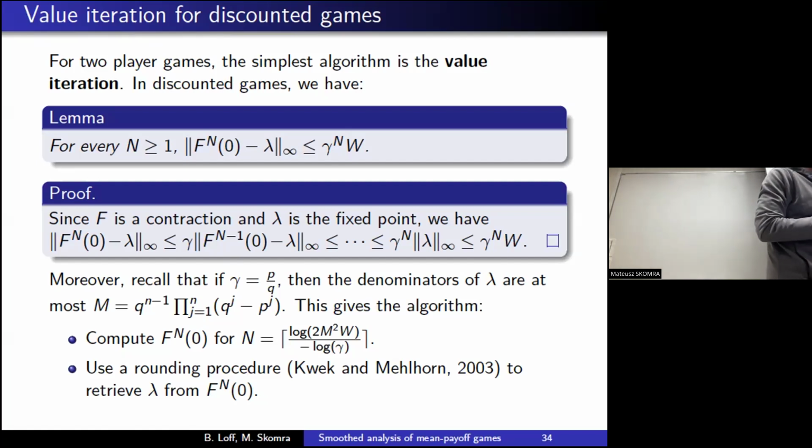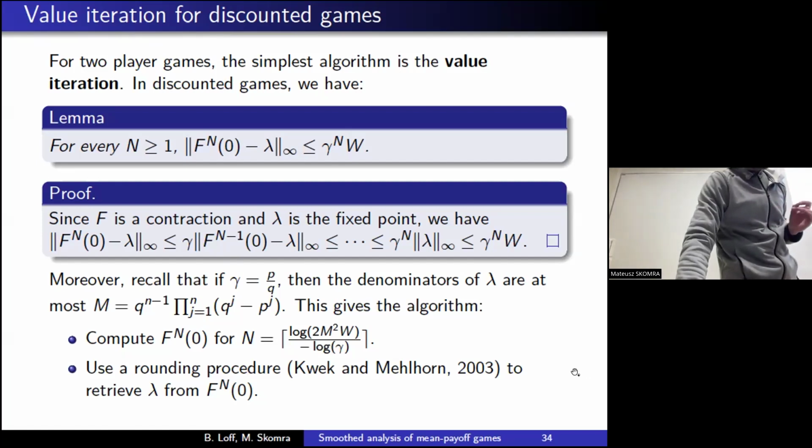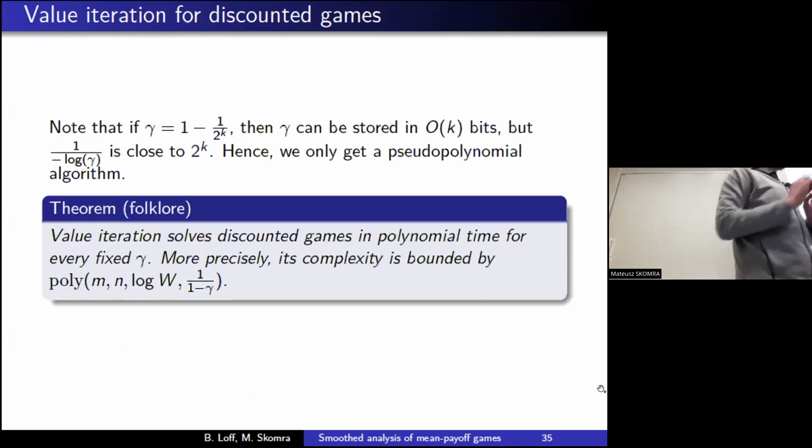So you're iterating this a polynomial number of times. No. Okay, here is the thing. That's written on the next slide. So that's beautiful, right? But there is a small problem. Imagine that your discount factor is this number. You need k bits to store this number, but this thing is 2 to the k.